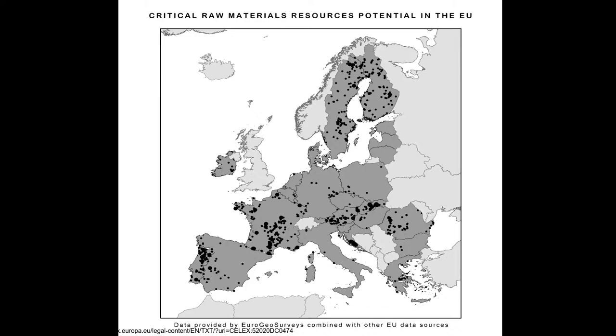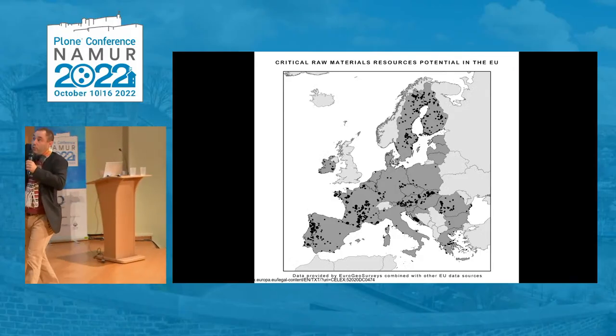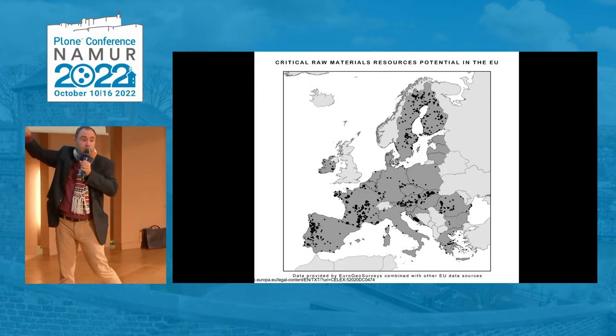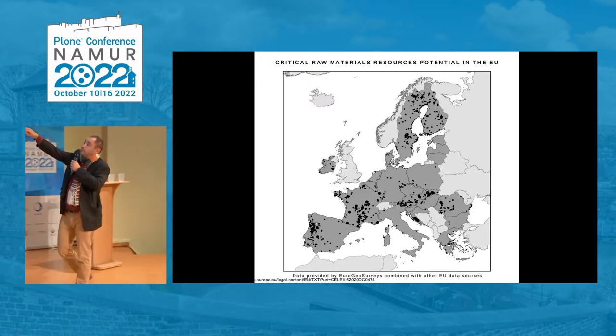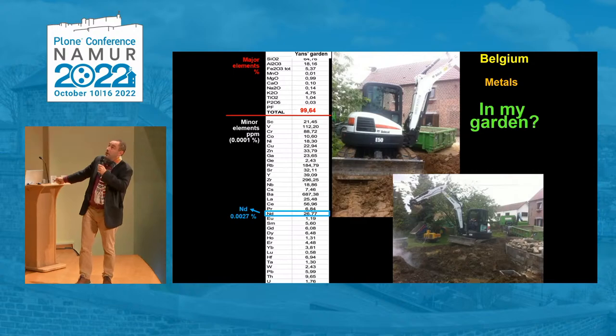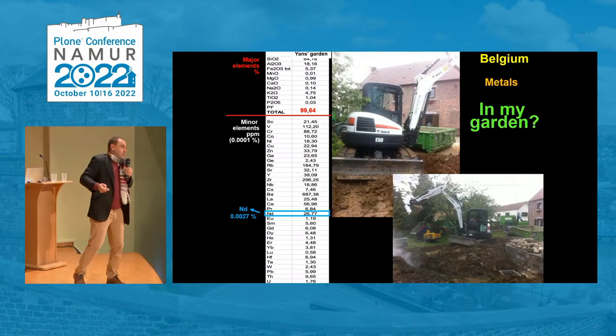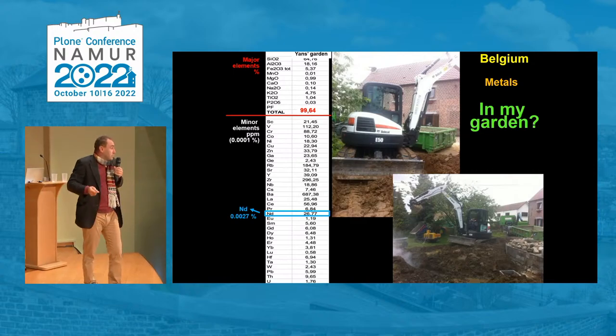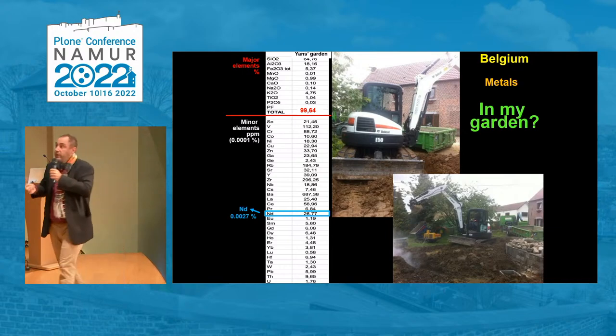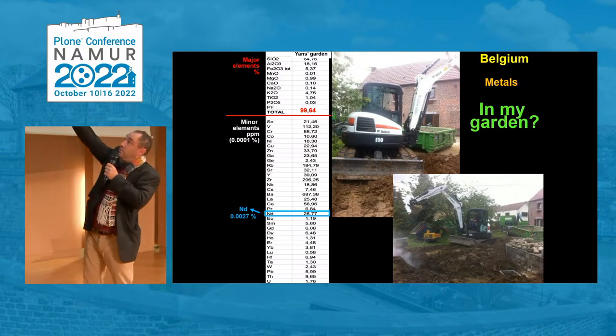And there are a lot of resources in Europe, including in Belgium, 2 points, a lot in France. These black points are lithium in Portugal, including in Belgium. So I did an analysis in my garden. What about it? A lot of money, maybe. And there is neodymium in my garden.